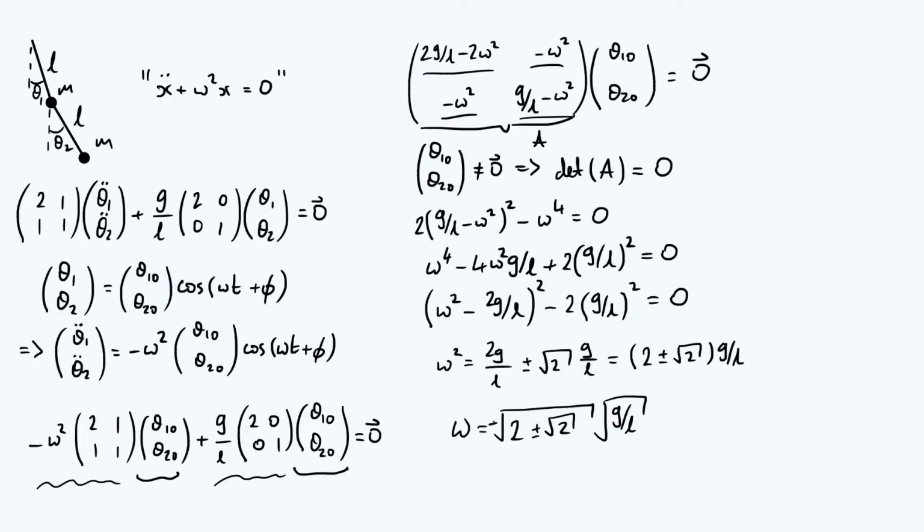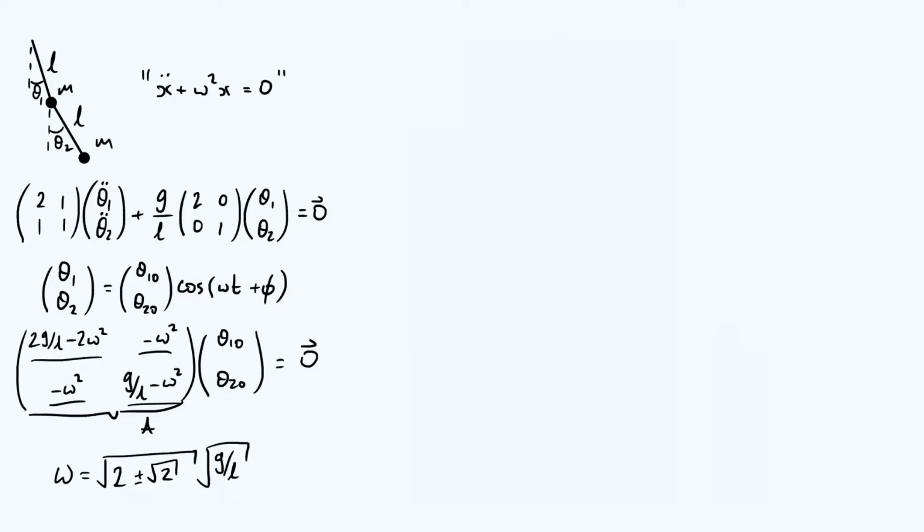Now notice I haven't bothered to put a plus or minus there because of the fact that cosine is an even function. And so whether you have a negative angular frequency or positive angular frequency, it's really physically representing the same solution. So we've solved for omega, but how about theta 10 and theta 20 themselves?